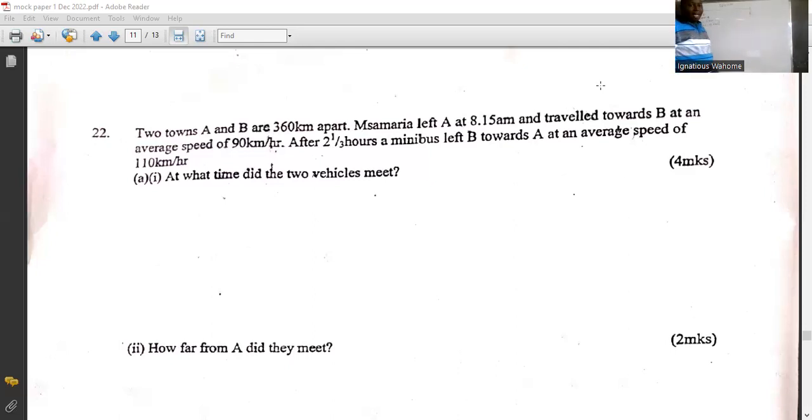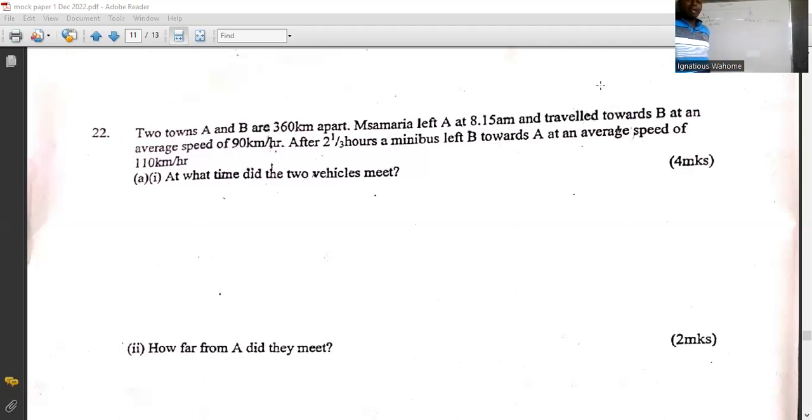After 2.5 hours, a minibus left B towards A at an average speed of 110 kilometers per hour. There are two things to consider in this question. Before you go to that question, at what time did the two vehicles meet?